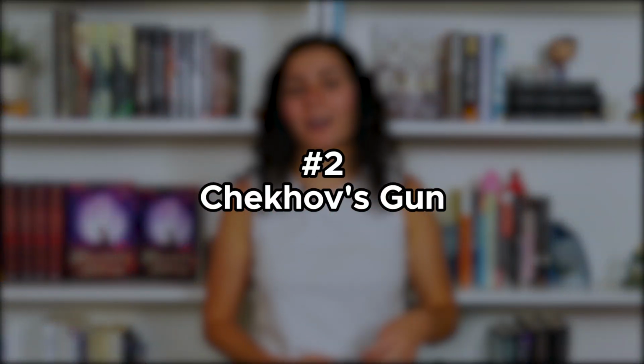Number 2, Chekhov's Gun. This is my favorite foreshadowing technique. I've mentioned Chekhov's Gun in other videos before. Basically, if you mention a detail at some point in the story, that detail will come into play later. For example, if you mention a gun in someone's drawer, that gun will be fired later in the story.